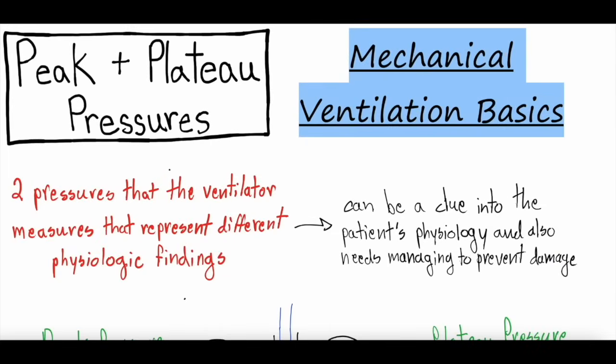These are two separate pressures that the ventilator measures. And the reason they're separate is because they represent different physiologic findings, right? The measurement they are taking represents two distinctly separate things. The nice thing about peak and plateau pressures is it can give us a clue into the patient's physiology. In addition to that, we need to manage these pressures. We don't want them to go too high because they can cause, like barotrauma, where the lung gets too distended, the alveoli get too distended, and as such they get damage. But to further understand some of these concepts, it really is helpful to dive into what these pressures are representing.